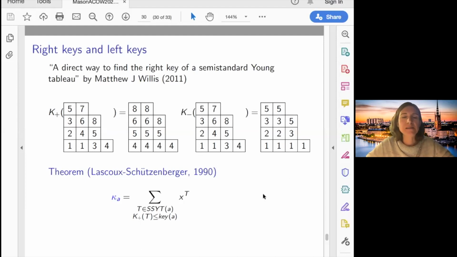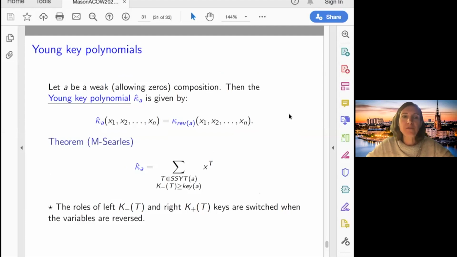And in 1990, Lascoux and Schützenberger showed that, in fact, the key polynomials are generating functions for all semi-standard Young tableaux whose right key is less than or equal to the key of its indexing composition. And then when we defined the Young key polynomials, with this flip and reverse, it turns out that they happen to also be the generating functions for the left keys: the semi-standard Young tableaux whose left key is greater than or equal to the key of the indexing composition.